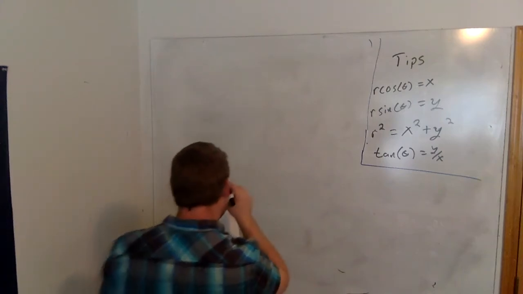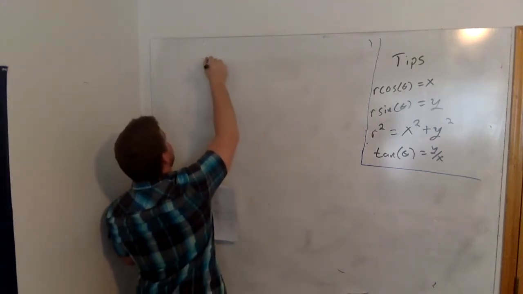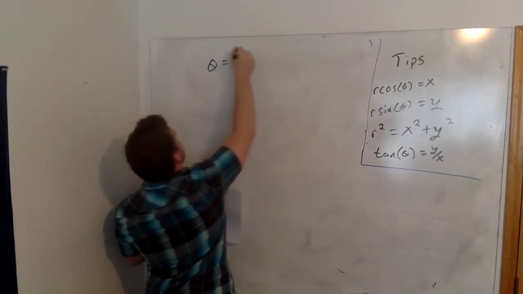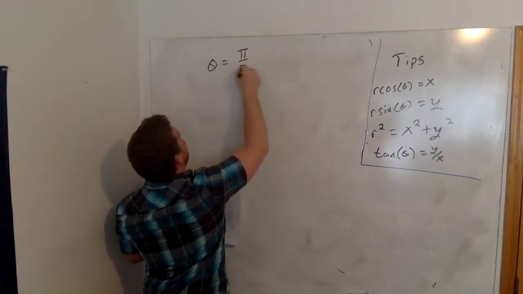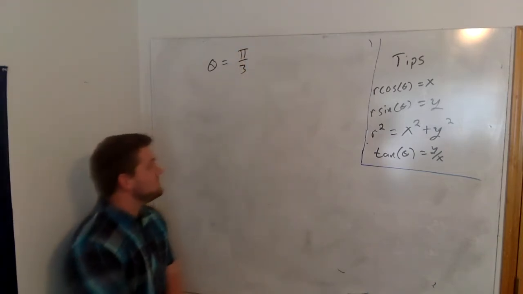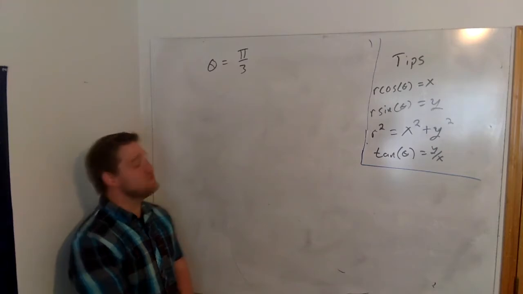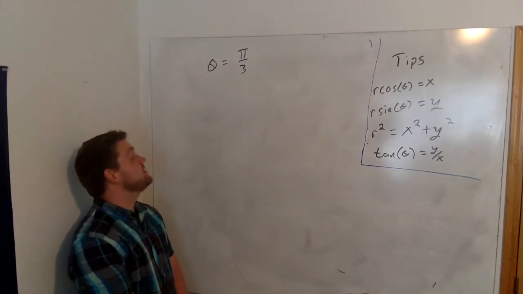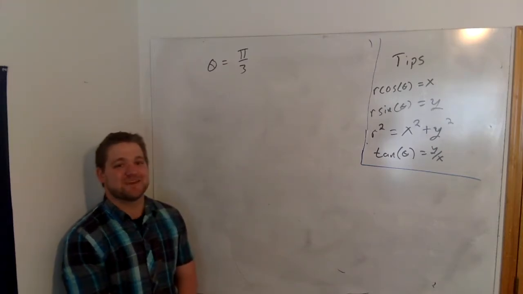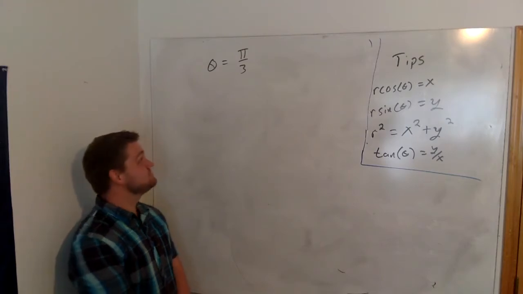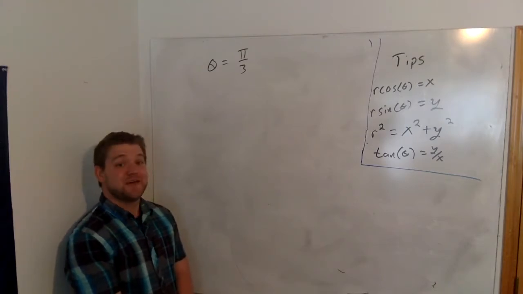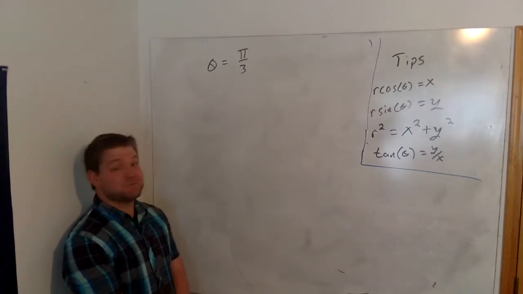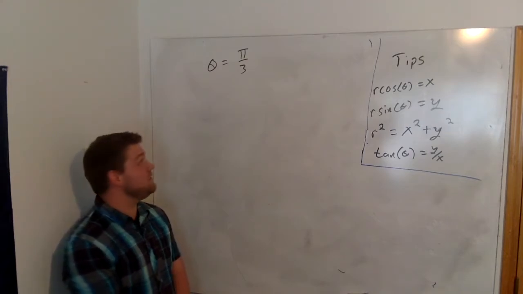What if we just have, let's say, theta is equal to pi over 3. Go ahead and pause the video and see if you can convert this equation, which is in polar coordinates, into rectangular coordinates. Okay, let's do it. We've actually seen something similar to this in the beginning of the video.